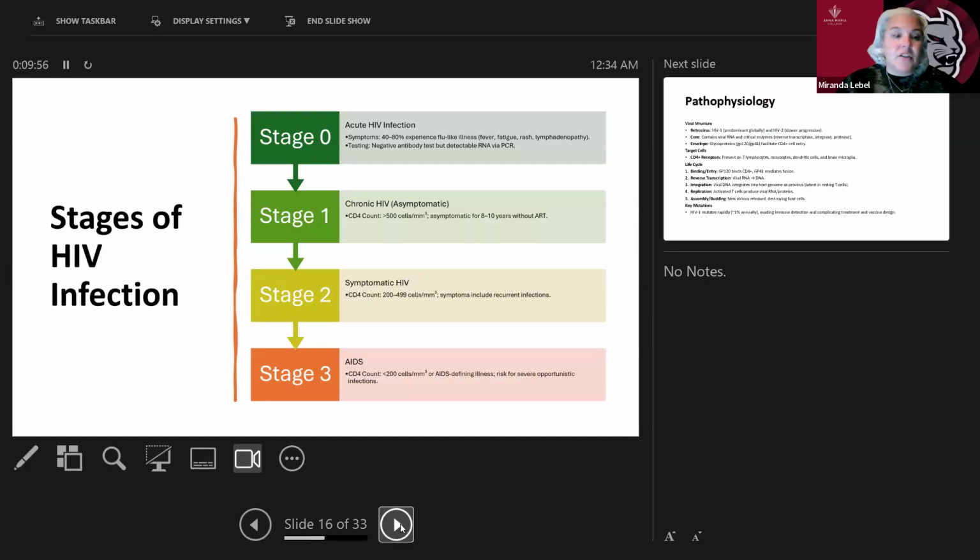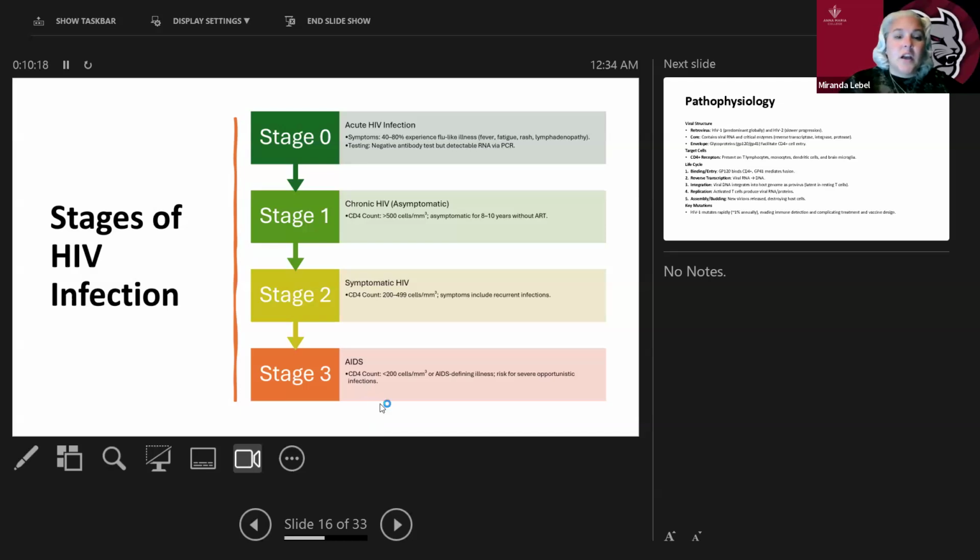Again, we talked about those stages of HIV infection. So we have acute HIV infection, so you've gotten a test within 6 months. Your symptoms are going to be flu-like illness, which 40 to 80% experience, and which is what sends you to the doctor. Testing is going to be a negative antibody test, but detectable RNA via PCR.